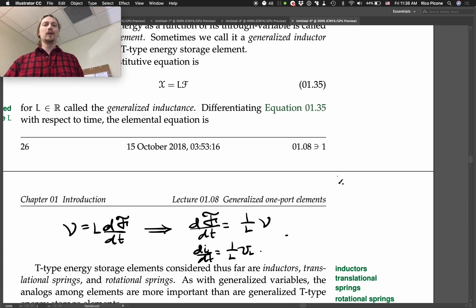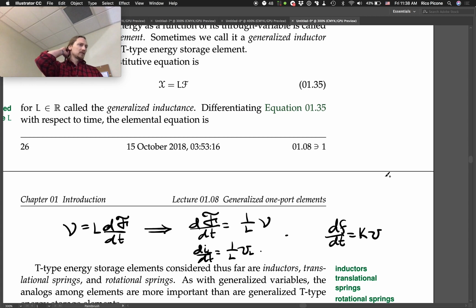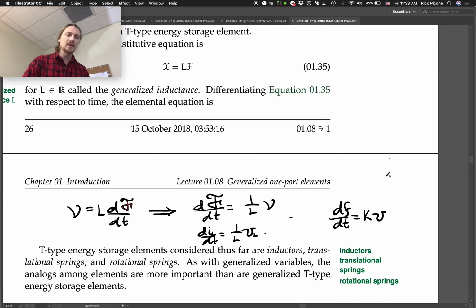Elemental equation for a spring, you may or may not remember, is df dt equals, so it comes from Hooke's law, right? F equals kx. Take the time derivative of that, we get df dt equals, k is a constant, and then dx dt is just v. So that would be the elemental equation for a spring. So T-type energy storage elements considered thus far are inductors, translational springs, and rotational springs.